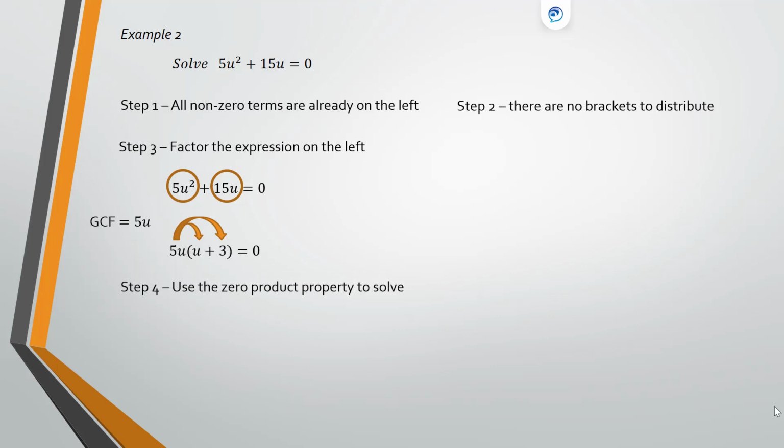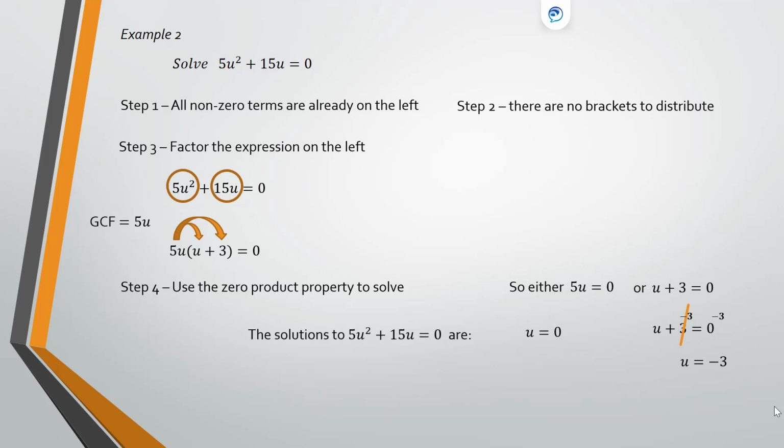So we know that it has been factored correctly. So we can now move on to step number 4 and use the zero product property to solve this equation. So we can say either 5u equals 0 or u plus 3 is equal to 0. If 5u equals 0, then u must be equal to 0. 5 times 0 is 0. If u plus 3 equals 0, we need to subtract 3 from both sides of the equation. Minus 3 and plus 3 will cancel, and we're left with u equals minus 3. So the solutions to 5u squared plus 15u equals 0 are u equals 0 and u equals minus 3.